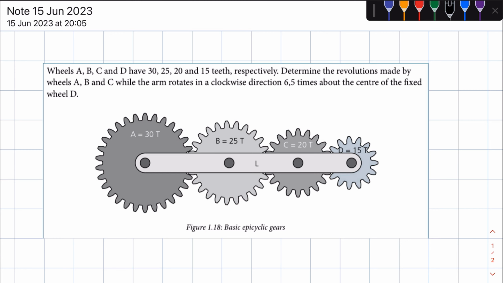let's take a look at this basic epicyclic gear system problem, and it reads as follows. Wheels A, B, C, and D have 30, 25, 20, and 15 teeth respectively. Determine the revolutions made by wheels A, B, and C while the arm rotates in a clockwise direction 6.5 times about the center of the fixed wheel D.